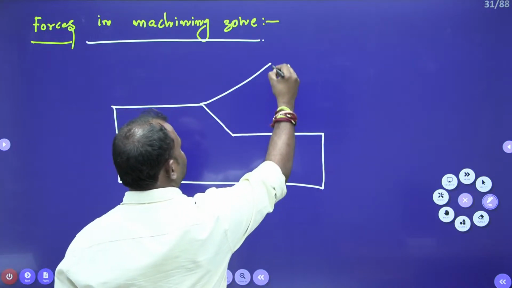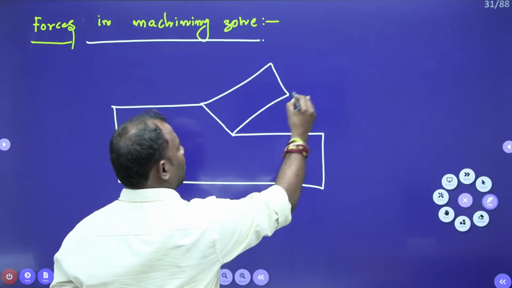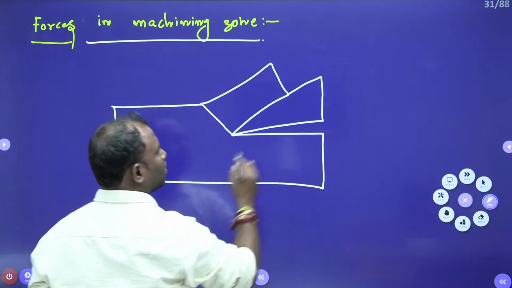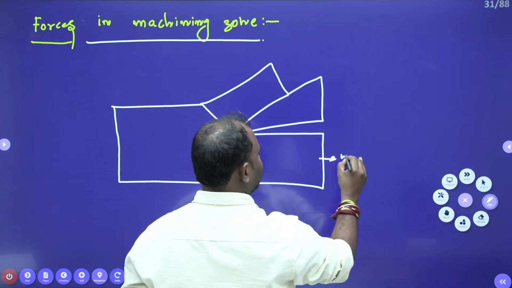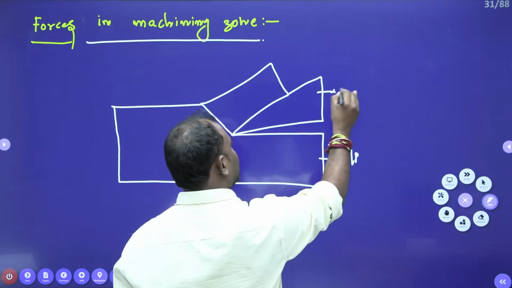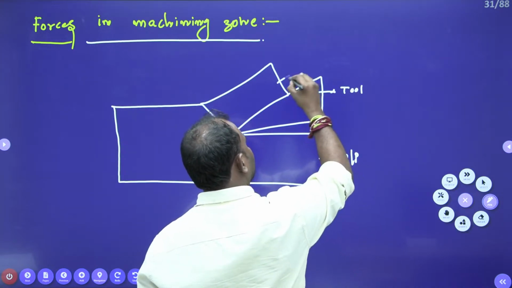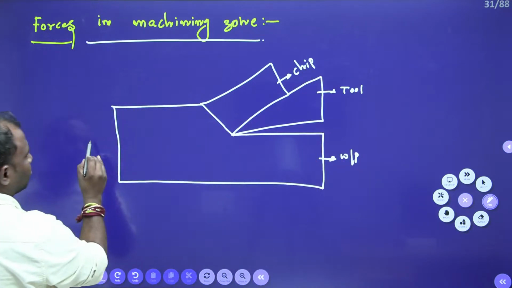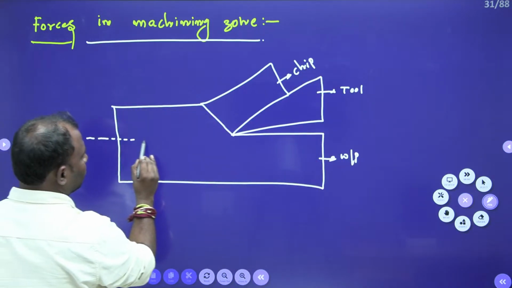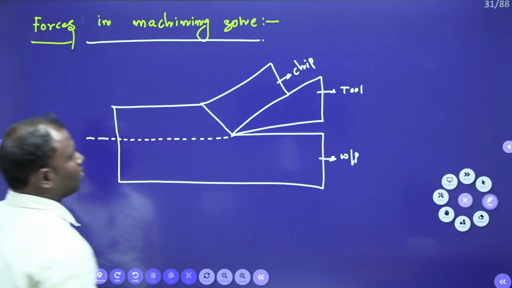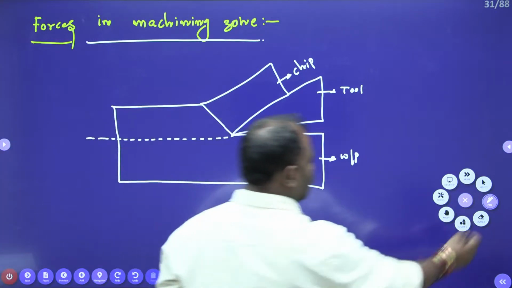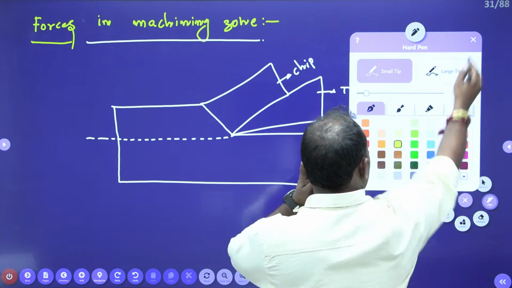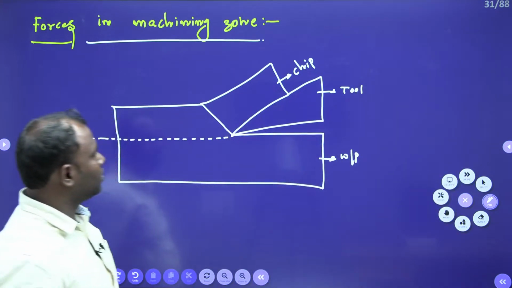Now, as you know, it is a chip and it is a tool, right? Say that it's a workpiece, and tool, and then chip. Now, let me go for C.